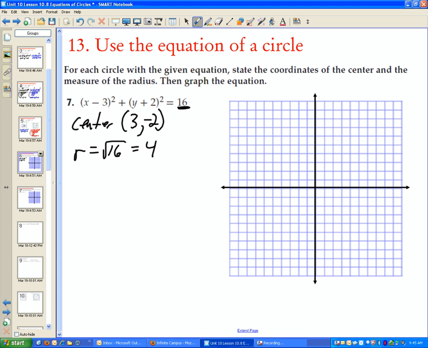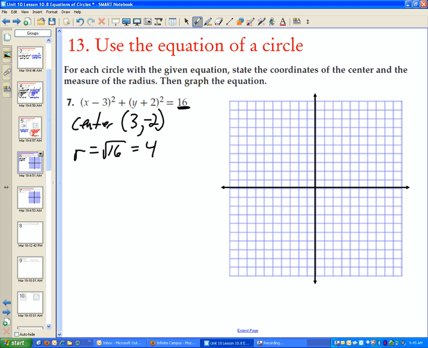So I'm just doing the same thing I did to get the equation. I'm doing the opposite of it. I said the same thing. I'm not doing the same thing. I'm doing the opposite of it. Okay? From the equation, I'm extracting the coordinates of the center and the radius. Does that make sense to you?